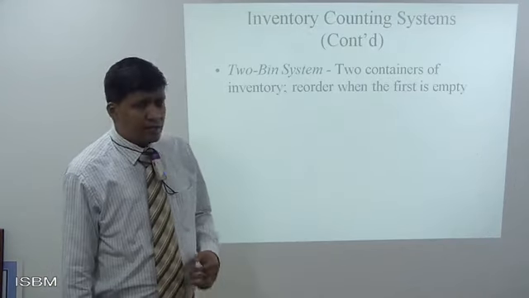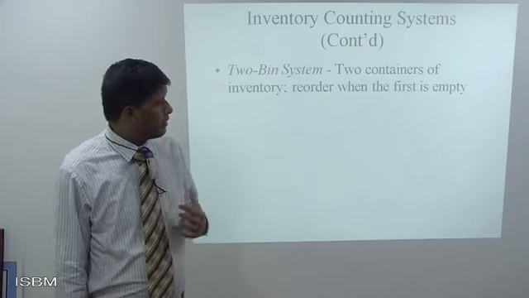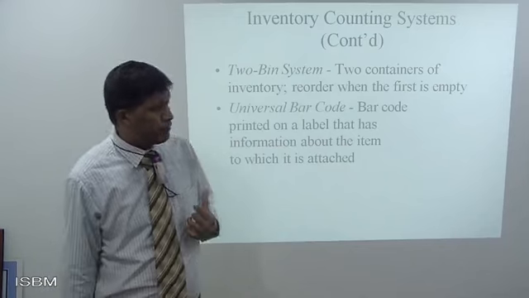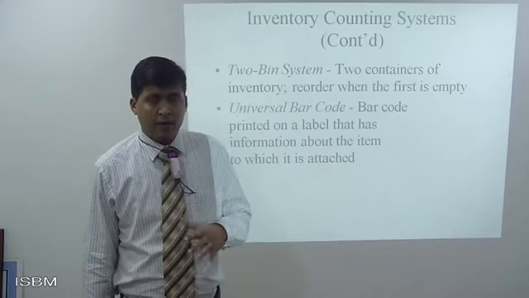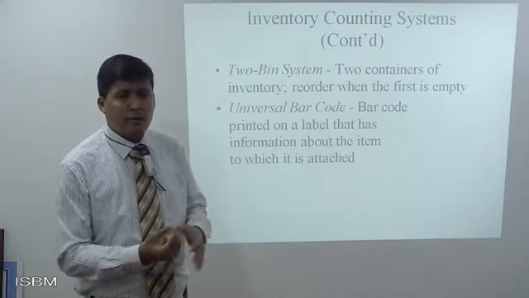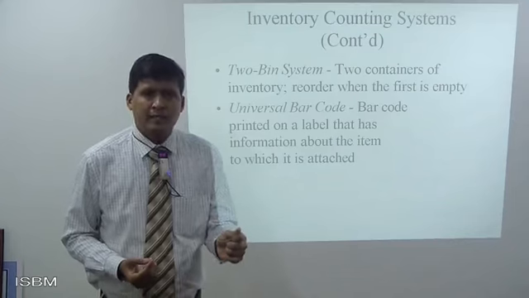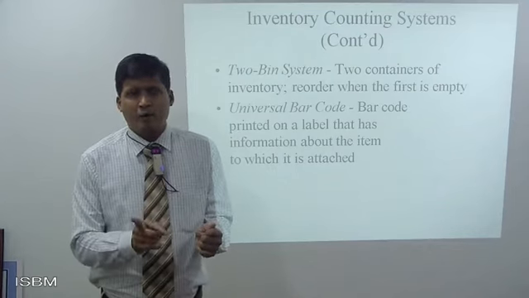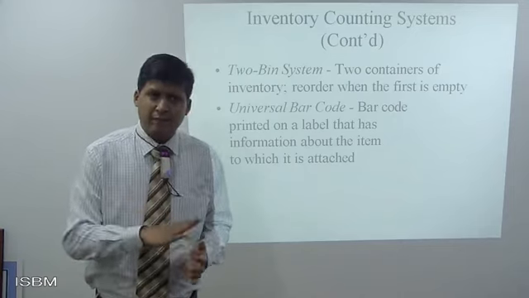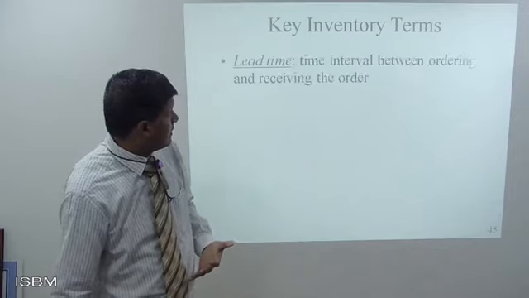The inventory counting system also includes a two-bin system. There are ways to do it, where two containers of inventory are kept, and when the first is emptied, you reorder. The point could be symbolically represented as well, or it could be a barcode, where you walk into malls, you scan the barcode, and you get a hang of which product has gone and which is still lying. So the shelf visual display could be arranged accordingly.